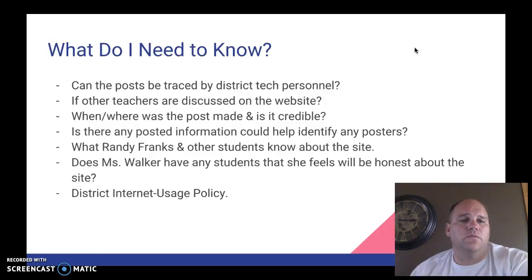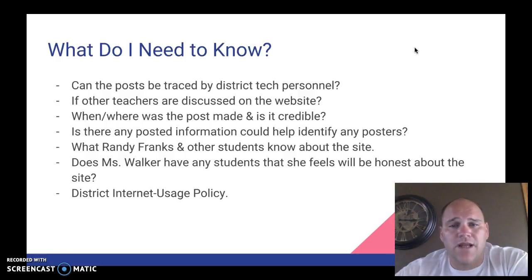What do I need to know? First, I want to know if the posts can be traced by district personnel, if there were other teachers discussed on the website as well, when and where the posts were made, and is it a credible threat? Is there any information posted that could help identify posters, maybe of a specific incident or assignment in one of Miss Walker's classes, so we can narrow down our possible suspects?